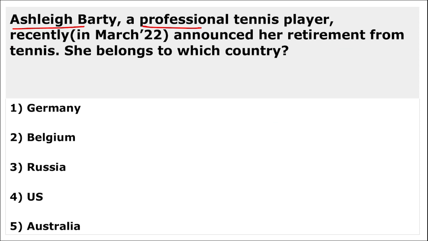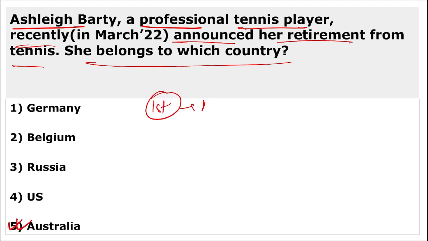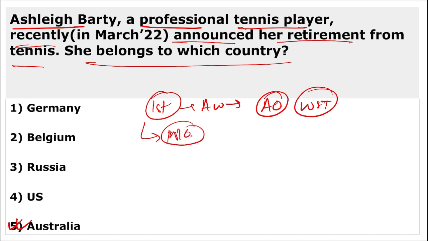Next, Ashley Barty, the professional tennis player, recently announced her retirement from tennis. She is from which country? She is from Australia, and also remember, she became the first Australian woman that has won the Australian Open Women's Single title. Alright, she is Ashley Barty and she is also the number one tennis player, and she is related to tennis, and the country she belongs to is Australia.